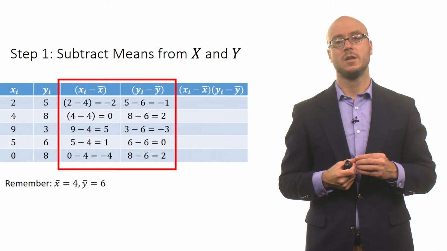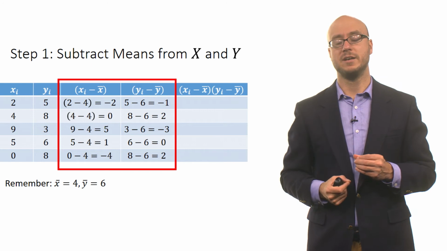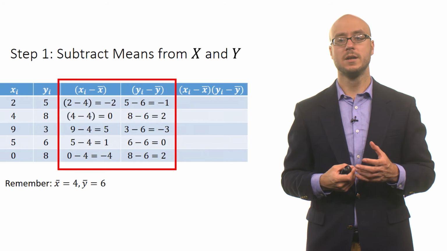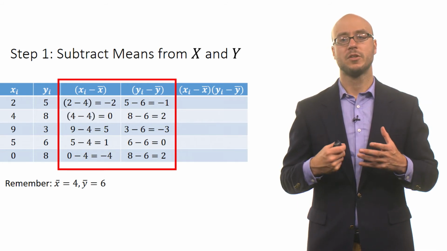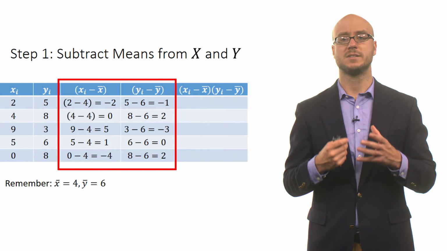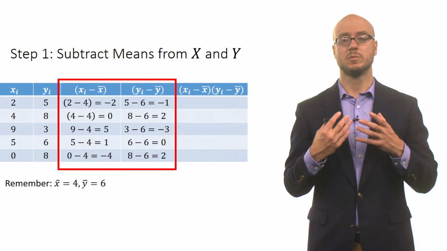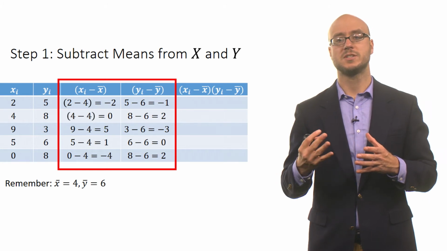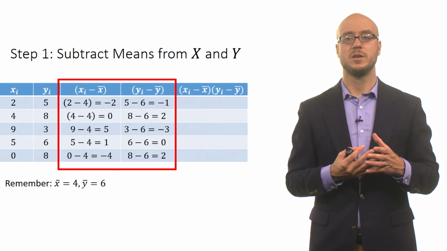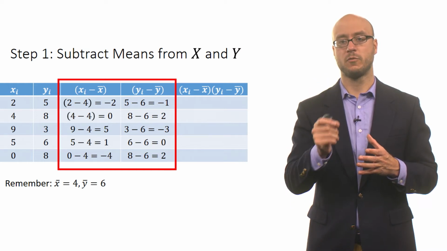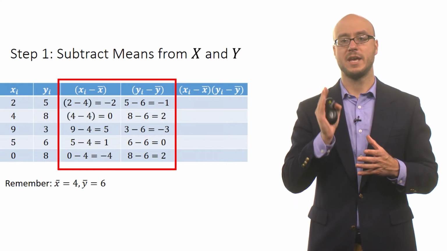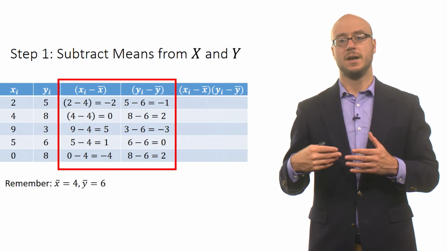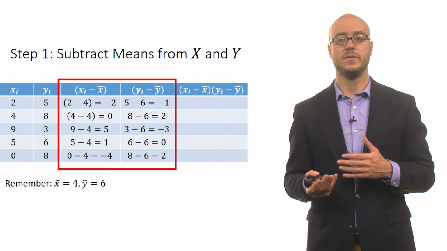We've done the same for the y variable. We've taken each of the raw y values for each person and subtracted out the mean of y. So 5 minus 6 is negative 1, 8 minus 6 is 2, 3 minus 6 is negative 3, 6 minus 6 is 0, 8 minus 6 equals 2. So that first person is 1 unit below the mean, the second person is 2 units above the mean, the next person is 3 units below the mean. That fourth person is right on the mean, so they have a y value that is the same as the mean. And then we have a person who is 2 units above the mean.